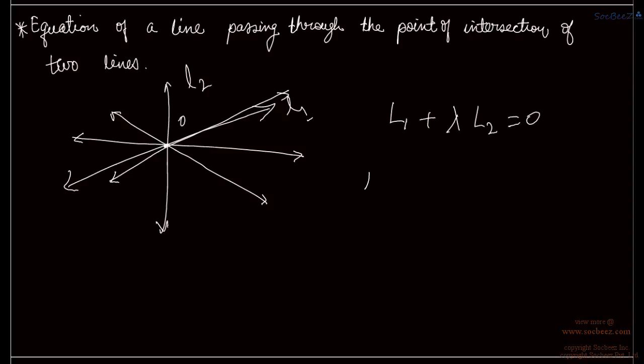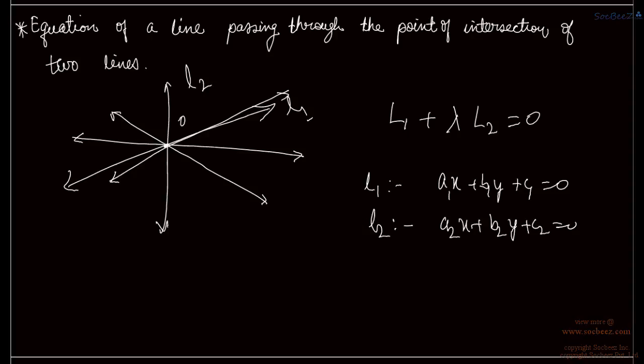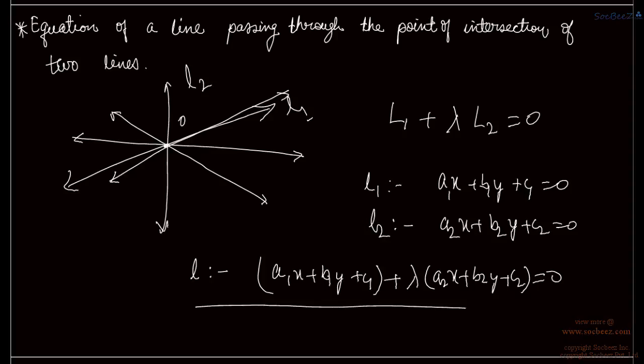So if the equation of L1 is given by a1x plus b1y plus c1 is equal to 0, and the equation of L2 is given by a2x plus b2y plus c2 is equal to 0, then the equation of line L, which is passing through the point of intersection of these two lines L1 and L2, that is O, can be written in the form a1x plus b1y plus c1 plus lambda times a2x plus b2y plus c2 is equal to 0, because this point O will satisfy this equation, as this is 0 and this is 0.